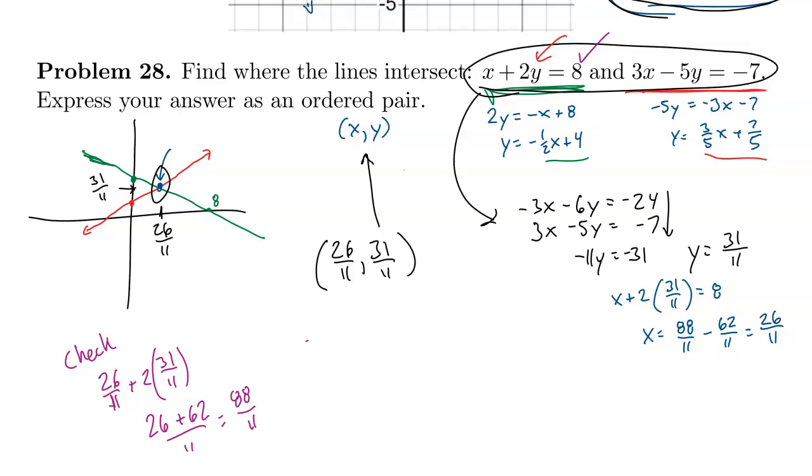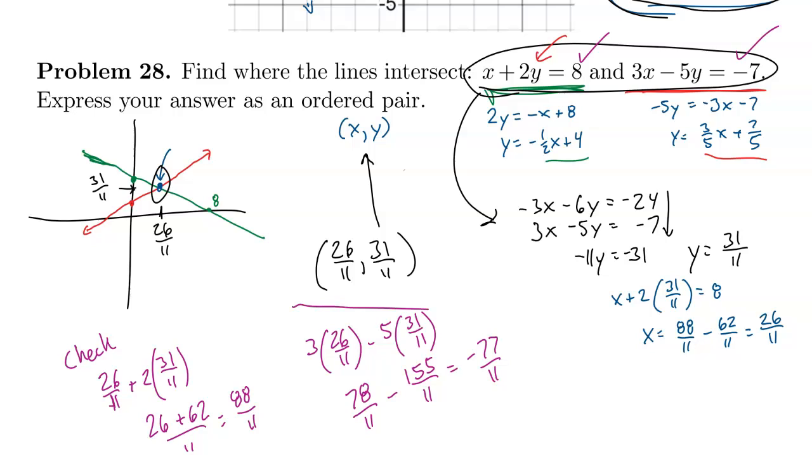In the second equation, I have 3 times 26 over 11 minus 5 times 31 over 11. And those numbers, 3 and 5, they multiply, of course, with the numerator. 26 times 3, of course, is 78 over 11. 5 times 31 is 155 over 11. And if you subtract those, perhaps with the help of a calculator, you'll see you get negative 77 over 11, which is equal to negative 7.